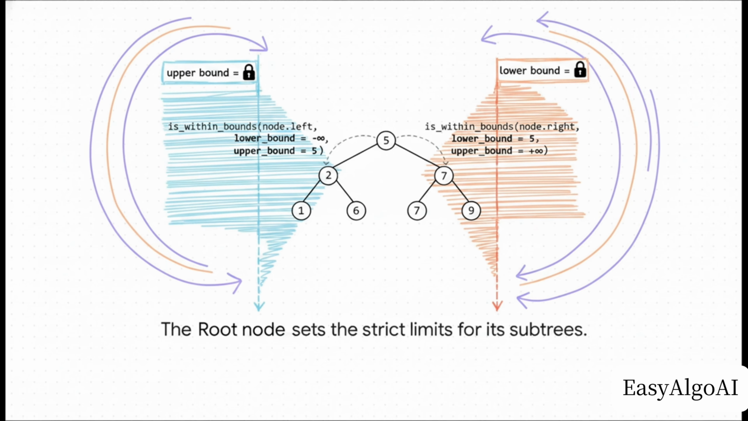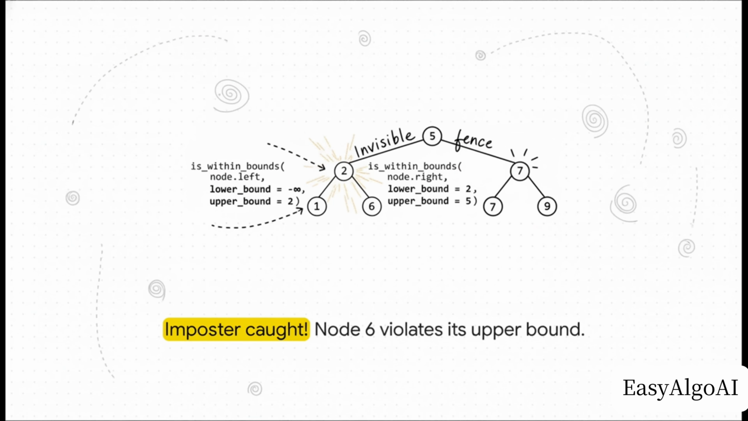But it dictates that everything to its left must be less than 5. So in checking its left child, node 2, we pass down a strict upper bound of 5. Conversely, everything to the right must be greater than 5, so we pass a lower bound of 5 over to node 7. And this brilliantly illustrates exactly how our invisible fences work to catch the bad data.